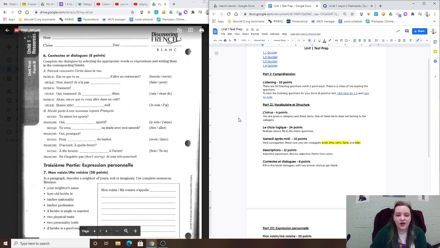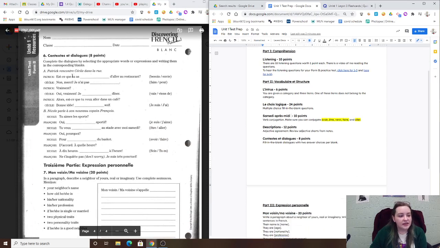Next, contexte de dialogue. This is 2 dialogues, and you can see next to the blank you have an option between 2 choices essentially. So you have to figure out from the context of the sentence which one of these makes sense. And sometimes you'll have to read most of the dialogue for it to make sense.